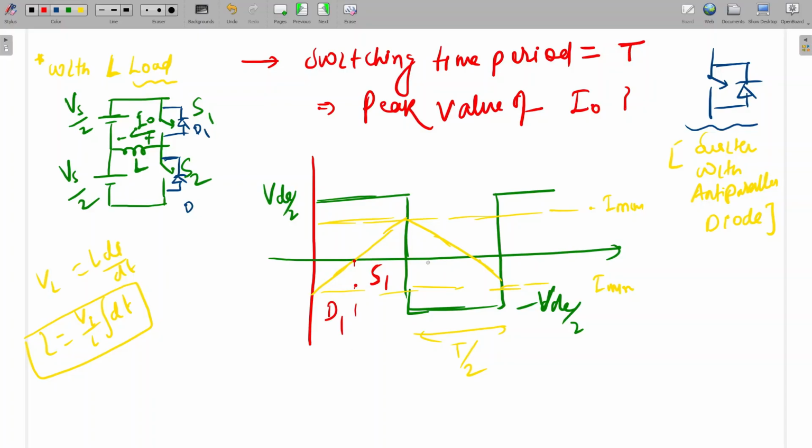Similarly here, which will conduct if the current is positive? Positive means current is flowing in this direction. Which will conduct? Here a diode will conduct, since this switch cannot conduct in reverse direction. Here diode D2 will conduct, and again here S2 will conduct. Is it clear?